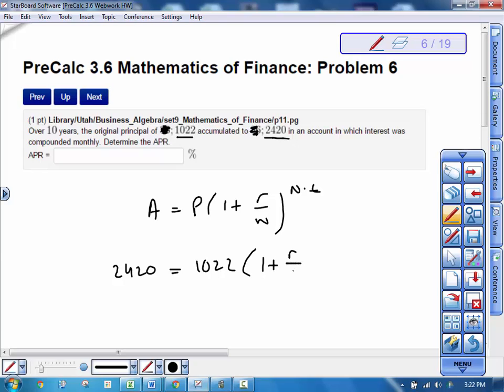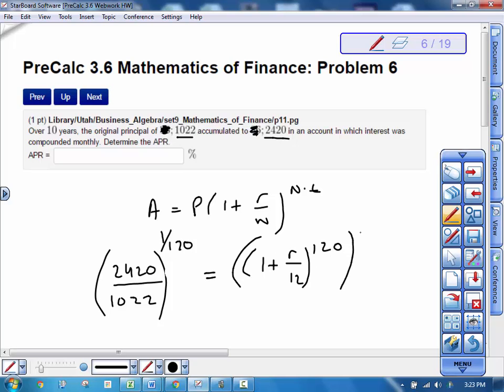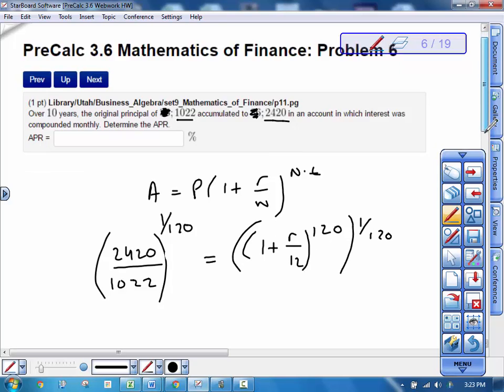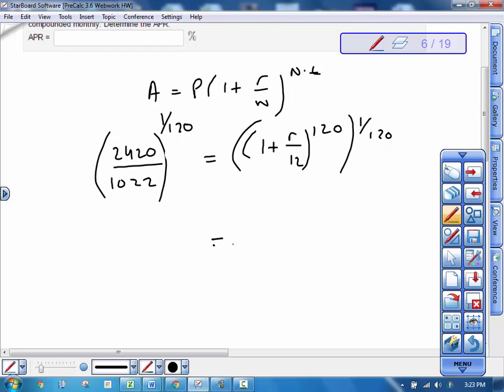I'm sorry, actually we're looking for the rate over the number of times it's calculated, which is 12 times per year, per 10 years. So we're solving this equation where this is 120 then. We're going to divide both sides by 1022. We're going to then raise both sides to the 1 over 120. That gets rid of the exponent. We get this number equals 1 plus r over 12.